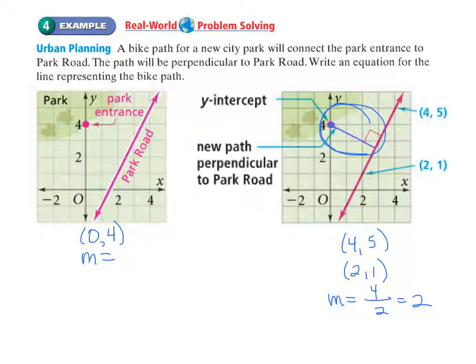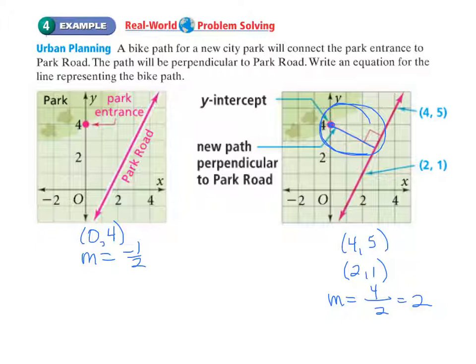But my line, the path, is going to be perpendicular to that. So my slope would be what? Negative 1/2. And hopefully that makes sense because look, down 1 over 2, down 1 over 2. That's the slope of negative 1/2.